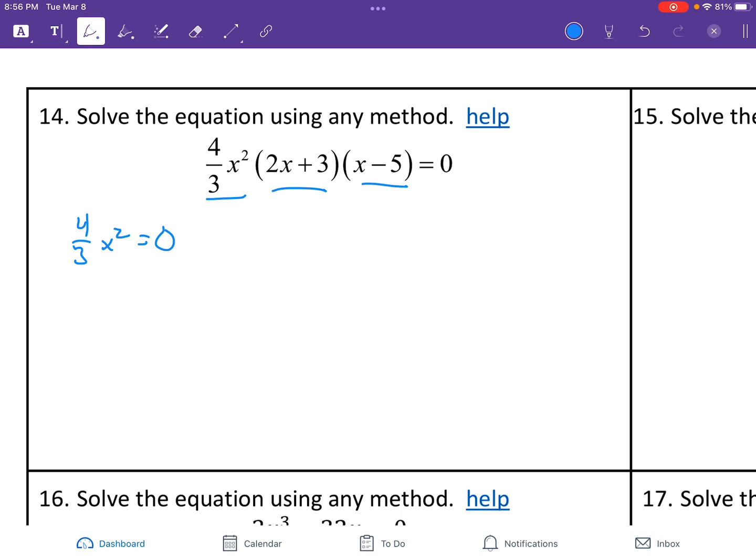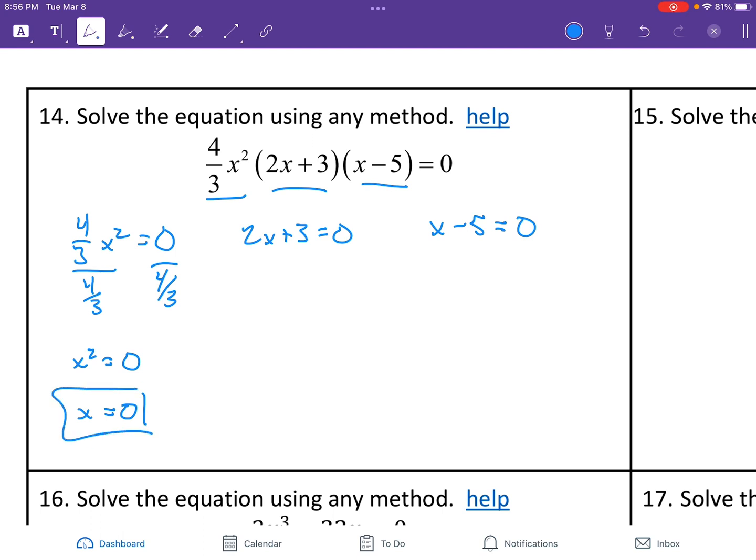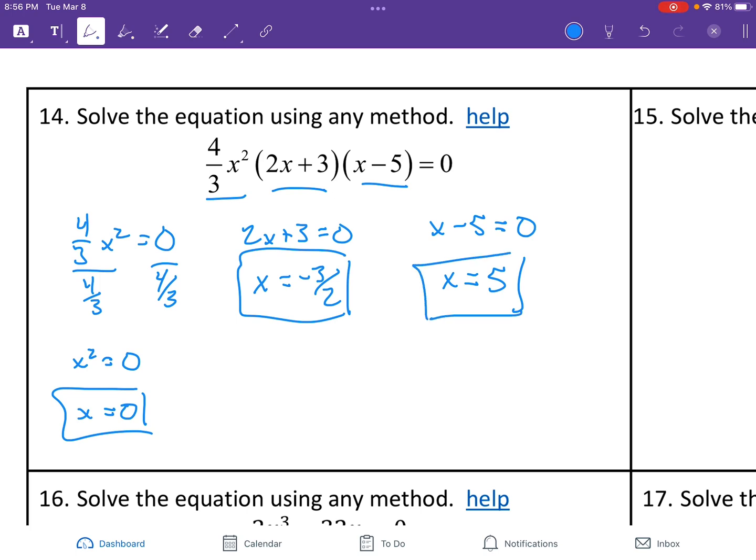set it equal to 0. Already, the hard work's been done for you. I divide both sides by 4 over 3. This might seem hard, but 0 divided by anything is just 0. Square root both sides, I'm going to get x equals 0. That's my first answer. Next one, I'm going to subtract 3 and divide by 2. This is my second answer. The last one, I'm going to add 5. This is my third answer. Just solved it. That's it.